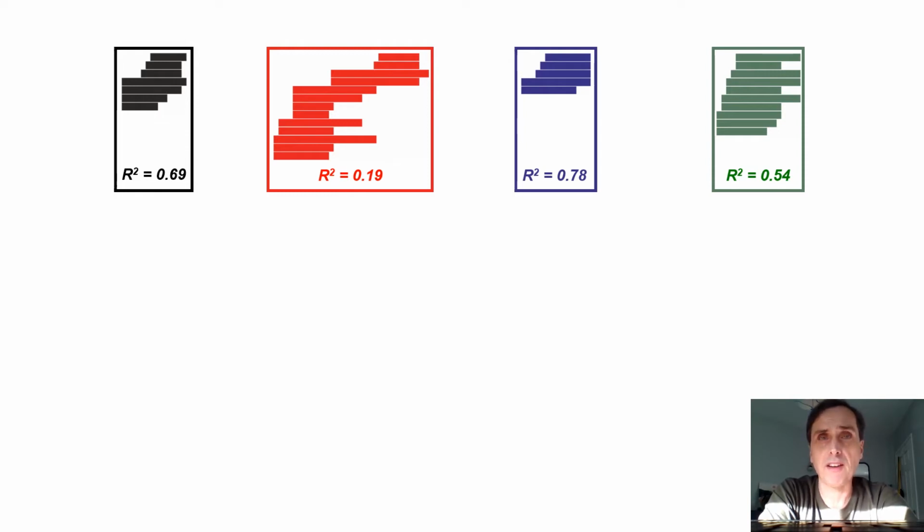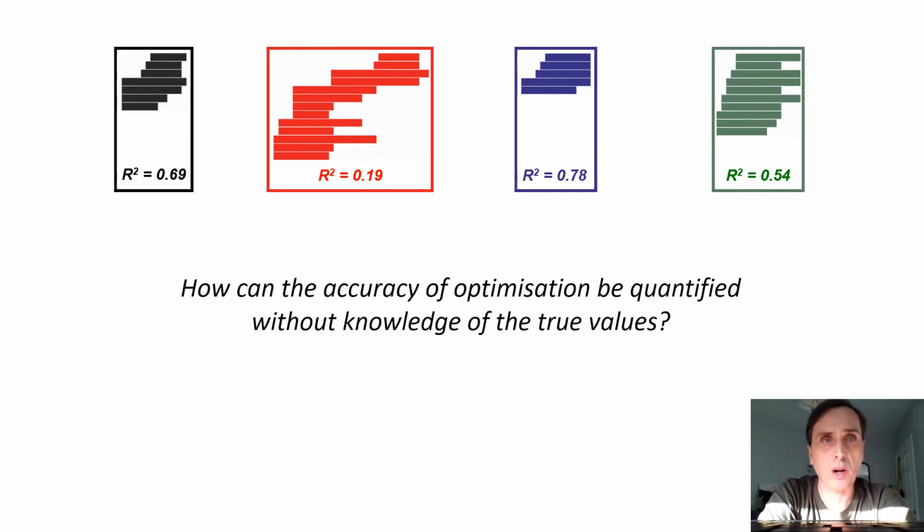So obviously it's very easy to gauge accuracy when you have access to the true reference values. But in the real world we don't have this, of course, so that posed the question, how can the accuracy of optimization be quantified when we don't actually have any knowledge of what the true values are?